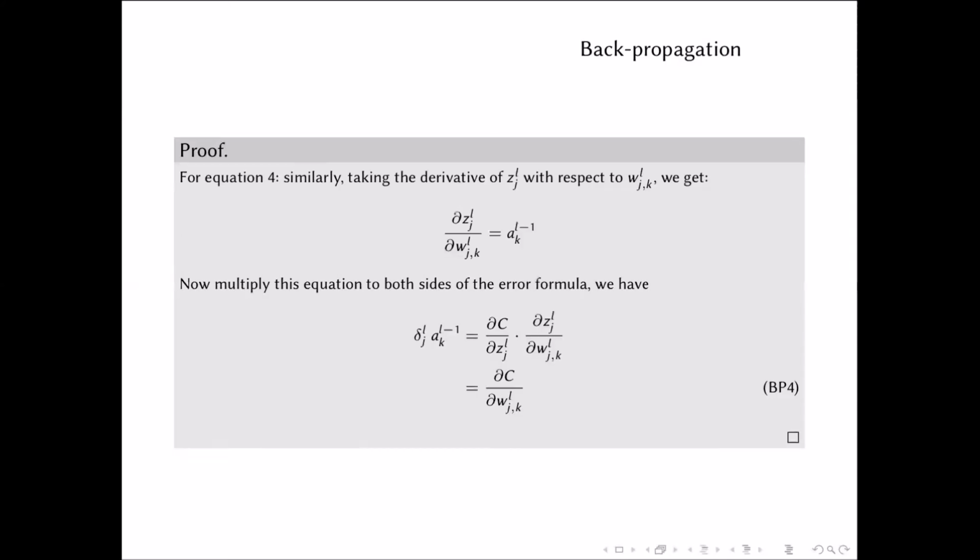Similarly, for equation 4, we do the same trick. We take the derivative of Z with respect to W J K L. Because B is just a constant, it's 0, and the only thing left is A K L minus 1. We multiply this to both sides of the delta formula, and we have delta J L times the activation in the last layer. On the right side again, the denominator and numerator cancel out. That's our gradient of the weights, and this is the fundamental equation for it.